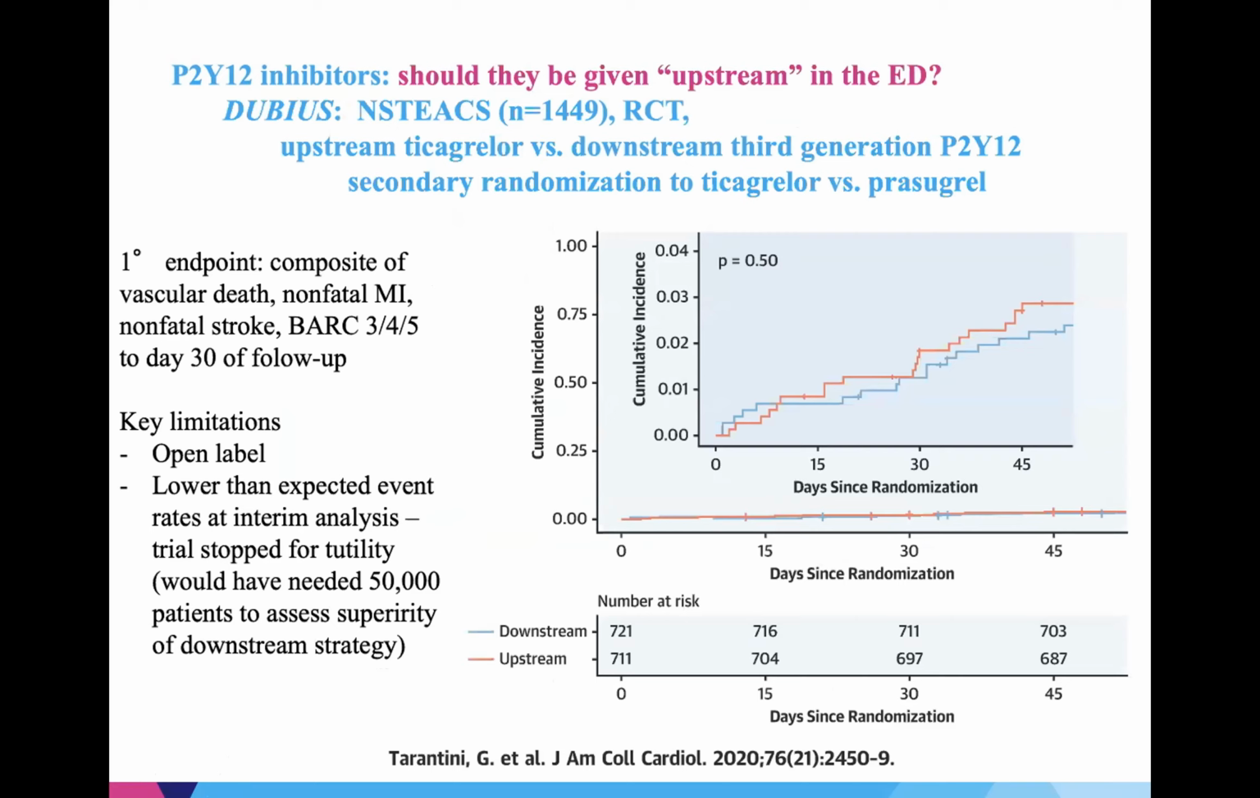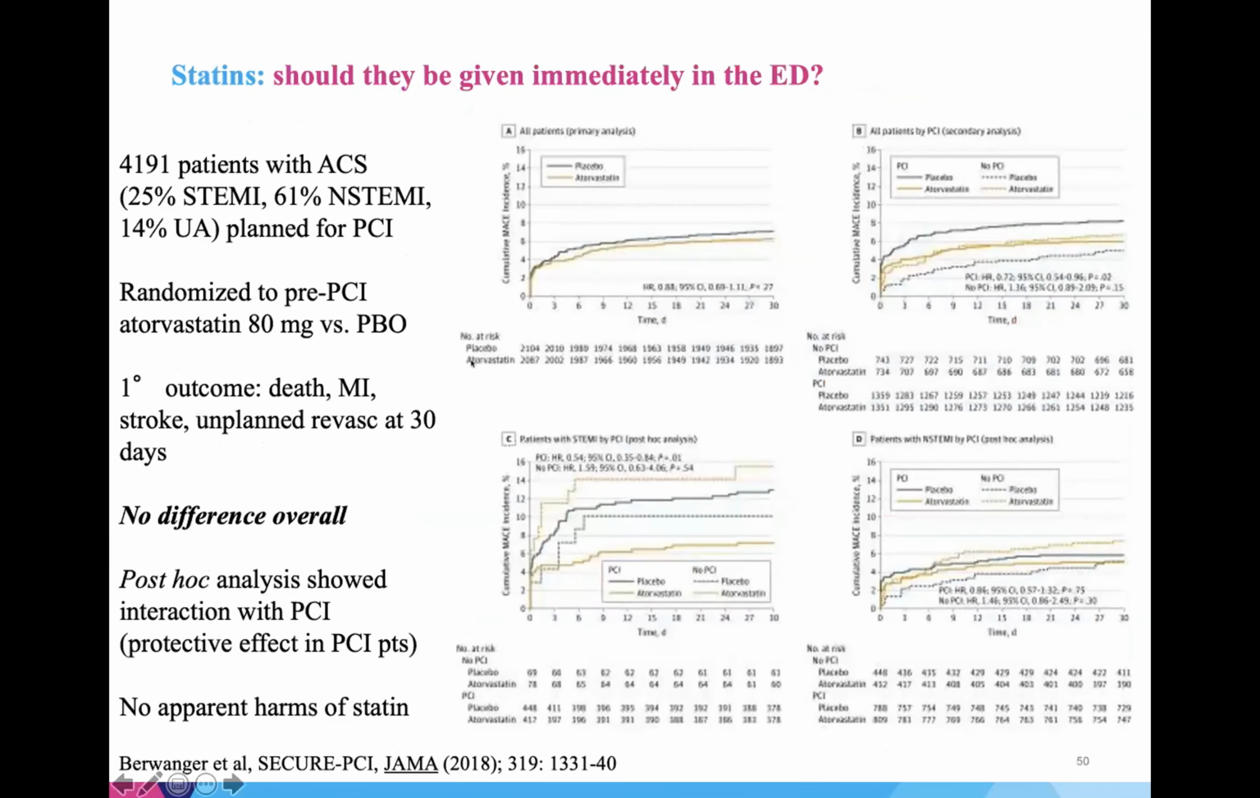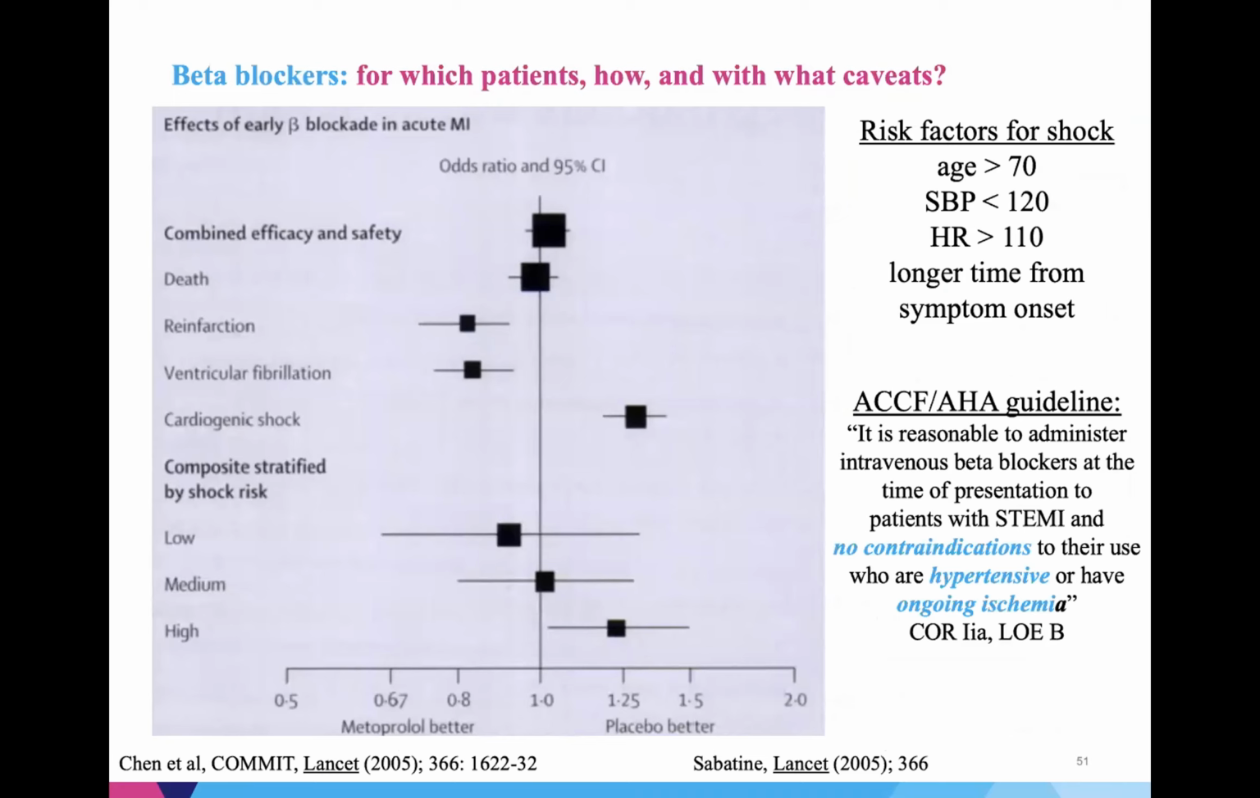Most recently, there was a study that looked at upstream ticagrelor loading versus downstream third-generation P2Y12, which could either be ticagrelor or prasugrel. And again, here, there was no evident benefit for reduction in ischemic events with the mandatory preloading of ticagrelor. So again, these most recent data, I think, provide a strong argument that none of us should ever feel compelled to shove 180 milligrams of ticagrelor into somebody's mouth in the emergency department before they get upstairs.